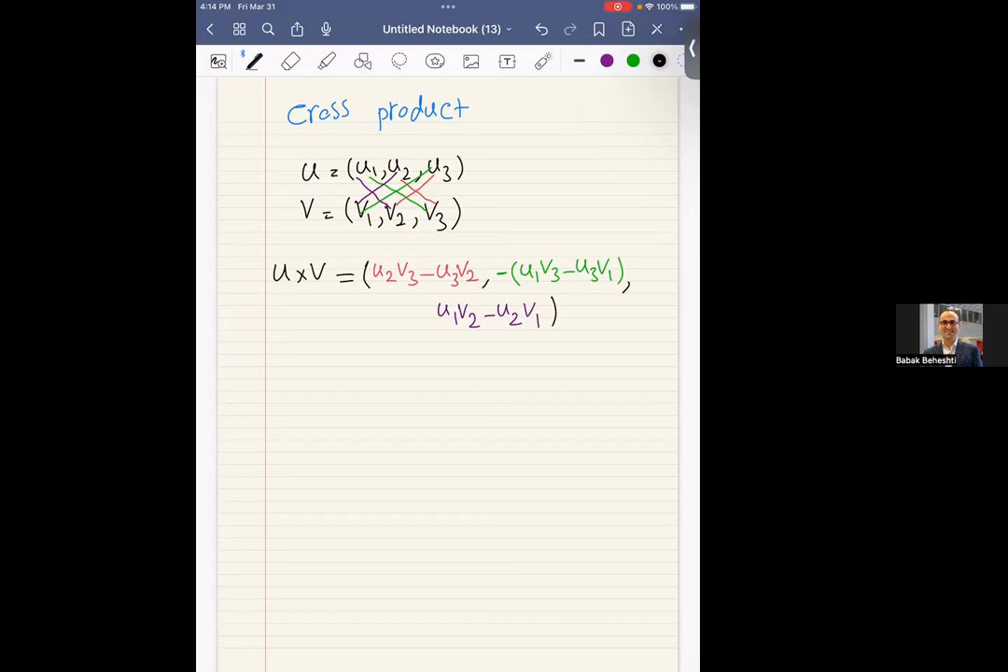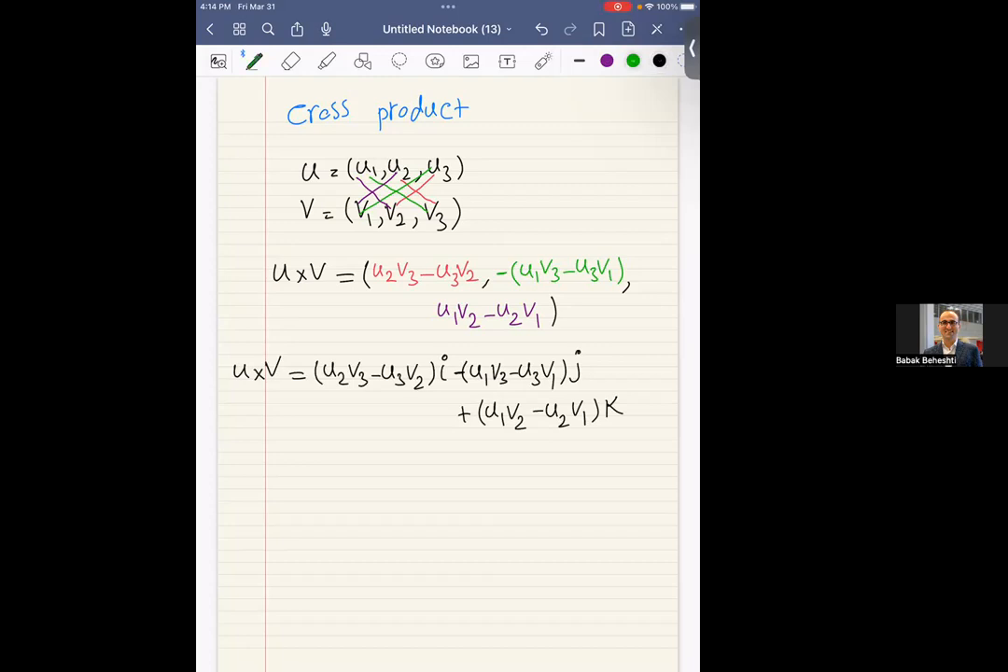Which you can write if you want to use ijk. It's going to be u cross v is going to be (u2 v3 minus u3 v2) times i, minus (u1 v3 minus u3 v1) times j, and then plus (u1 v2 minus u2 v1) times k. So this is the cross product of two vectors.